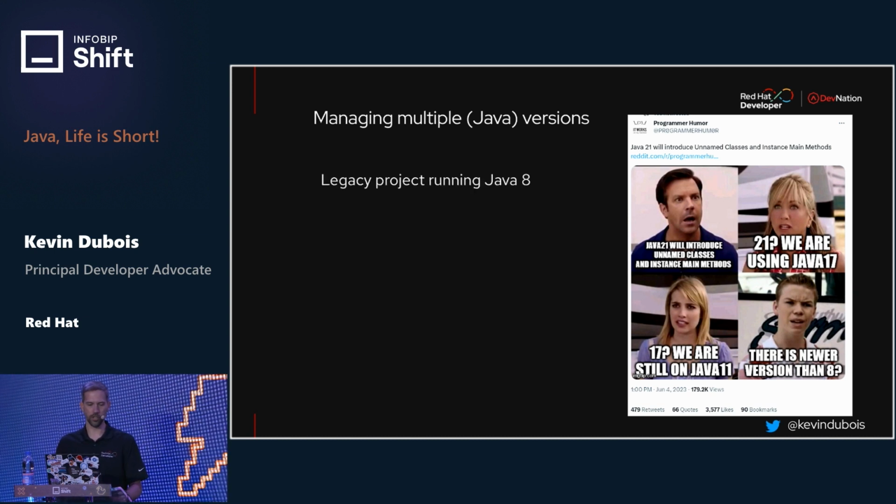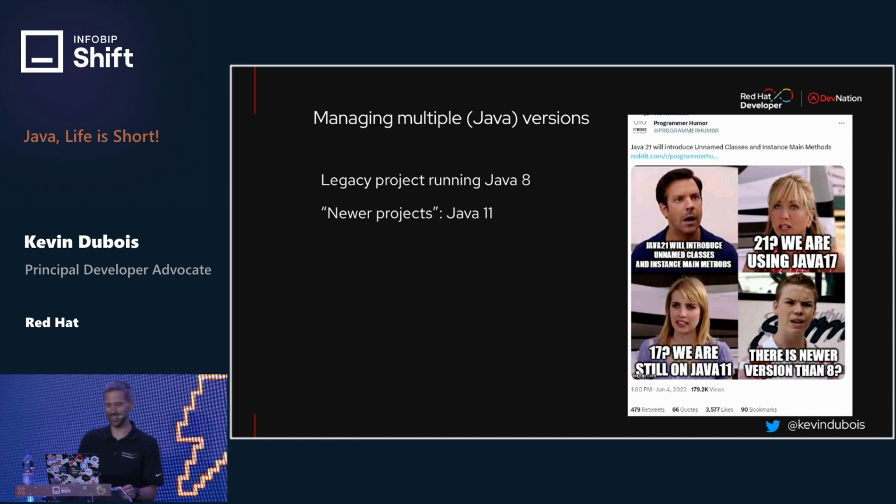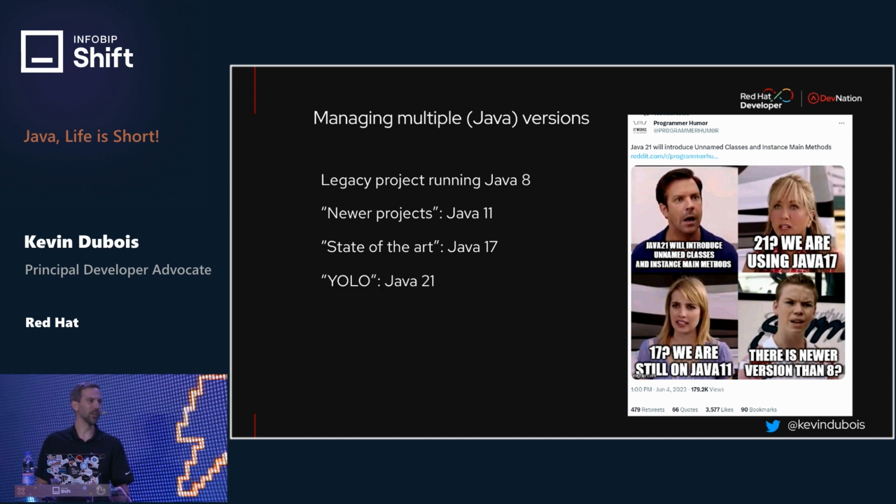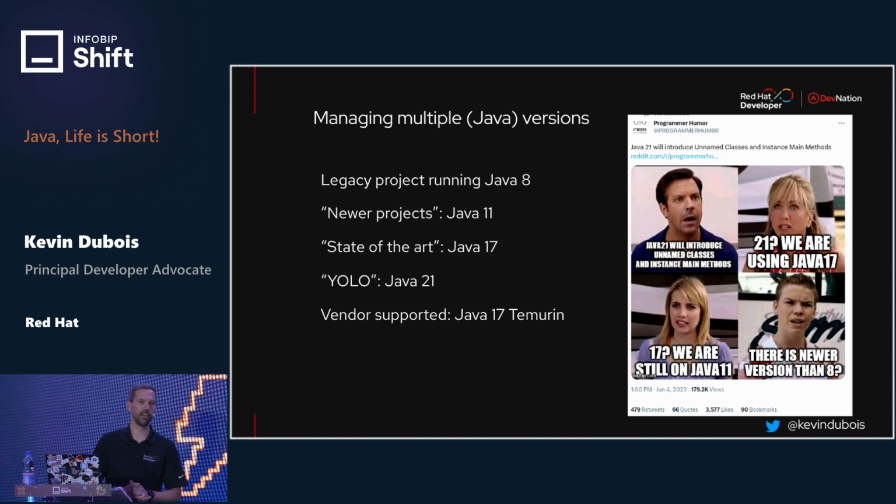And so, some of you are still running Java 8, so you got your legacy project. I hope I don't offend you by calling it legacy. You got some newer projects using Java 11, state-of-the-art 17, whoa. And then YOLO, the YOLO people, Java 21 today, let's get on it. And then maybe you use a specific distribution of Java, like Amazon Corretto or Adoptium with Temurin, or there's a whole bunch of different flavors of Java, and then maybe you're using GraalVM. Anyway, so there's lots of different versions.